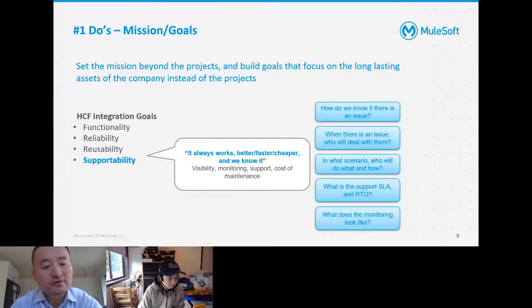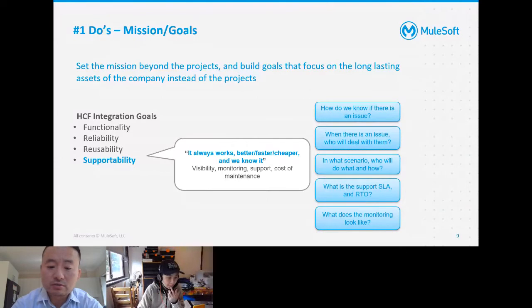The last goal is supportability. For most of the projects, this is probably the last priority or commonly forgotten one. But to us, it's one of the most important. First, you're going to ask yourself these questions. How do we know if there's an issue?